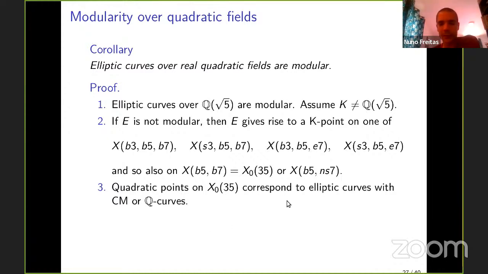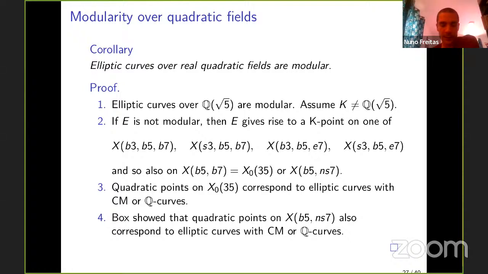Finally, quadratic points on X naught of 35 have been computed and they correspond to elliptic curves with CM or Q curves, which we know are modular. And this final curve comes out of the wash in Joshua Box's work: the quadratic points on this modular curve X B5 and S7 also correspond to elliptic curves with CM and Q curves. In any case, these computations that are involved to conclude that the points are CM or are Q curves are fairly easy compared to the calculations that one had to do previously, before all these new modularity lifting results. So this is a much shorter proof of modularity of elliptic curves over real quadratic fields.